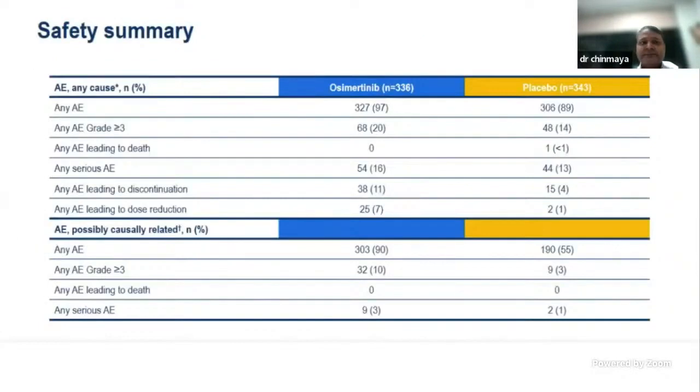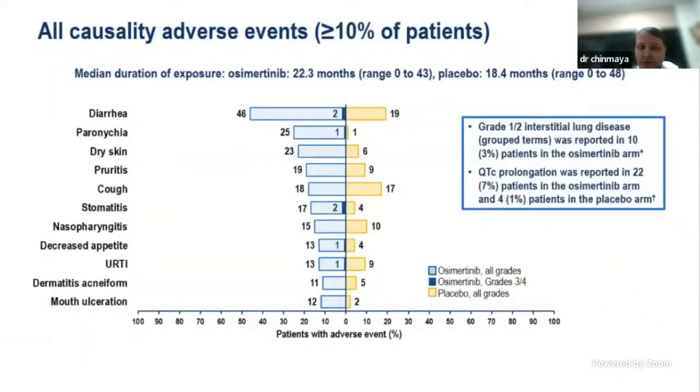So if you see the safety summary, adverse events possibly causally related to the drug, grade 3 adverse events are around 32, that is 10% of cases, versus 3% in placebo, but leading to death is 0. And we all know the problems associated with osimertinib are diarrhea, followed by paronychia, dry skin, pruritus, cough, stomatitis.